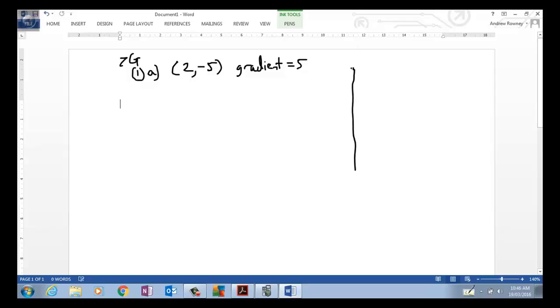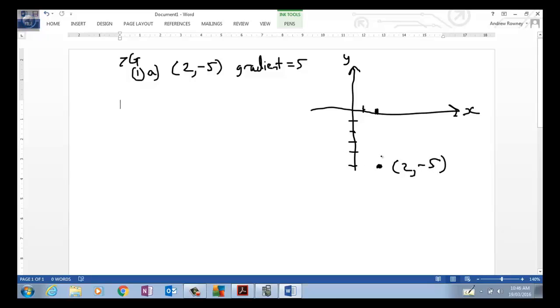So here is your y-axis and here is your x-axis. Now (2, -5) means you go across 2 and you go down 5. 1, 2, 3, 4, 5. That point there is 2 comma minus 5.